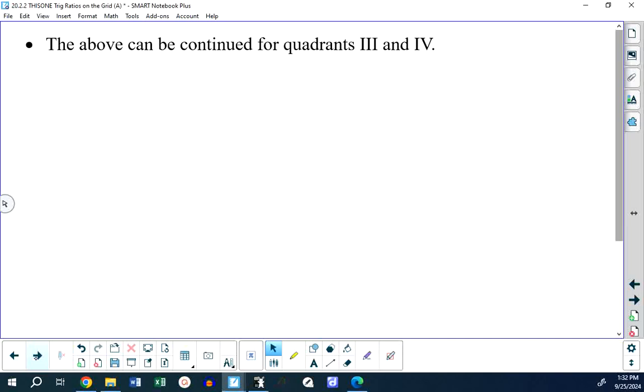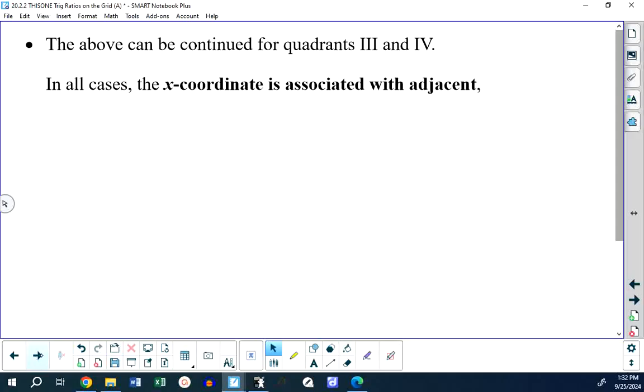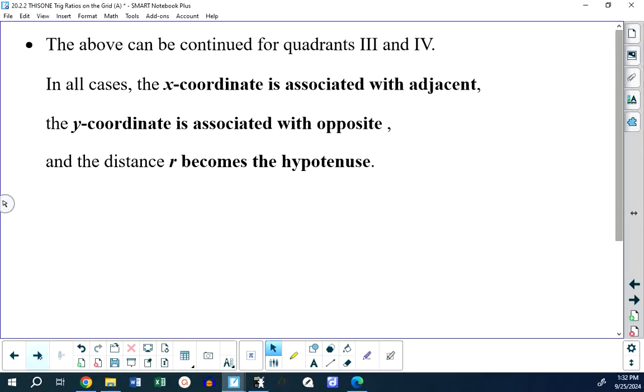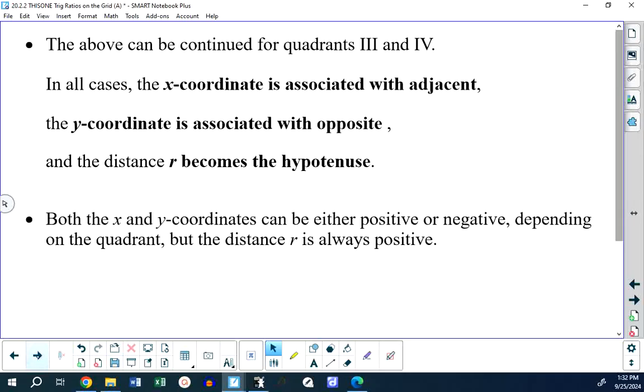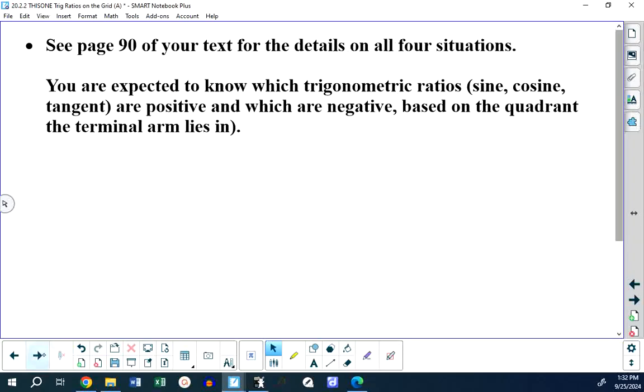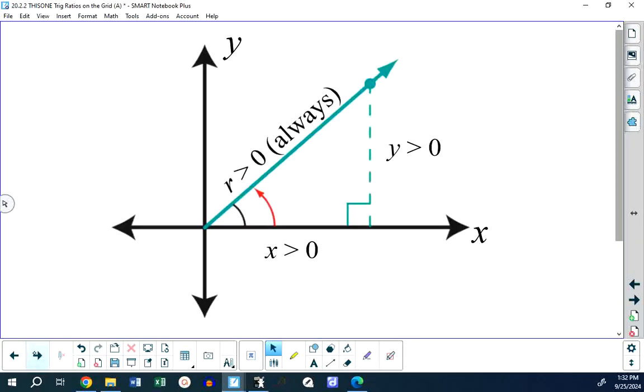I'm going to show you something now that's in your textbook. You don't need to write this down. Here's what we learned in this part of the lesson. The y-coordinate is always associated with opposite. The x is always associated with adjacent. And r becomes the hypotenuse. The x and y coordinates can either be positive or negative depending on the quadrants. It's in your textbook. Just focus up here.